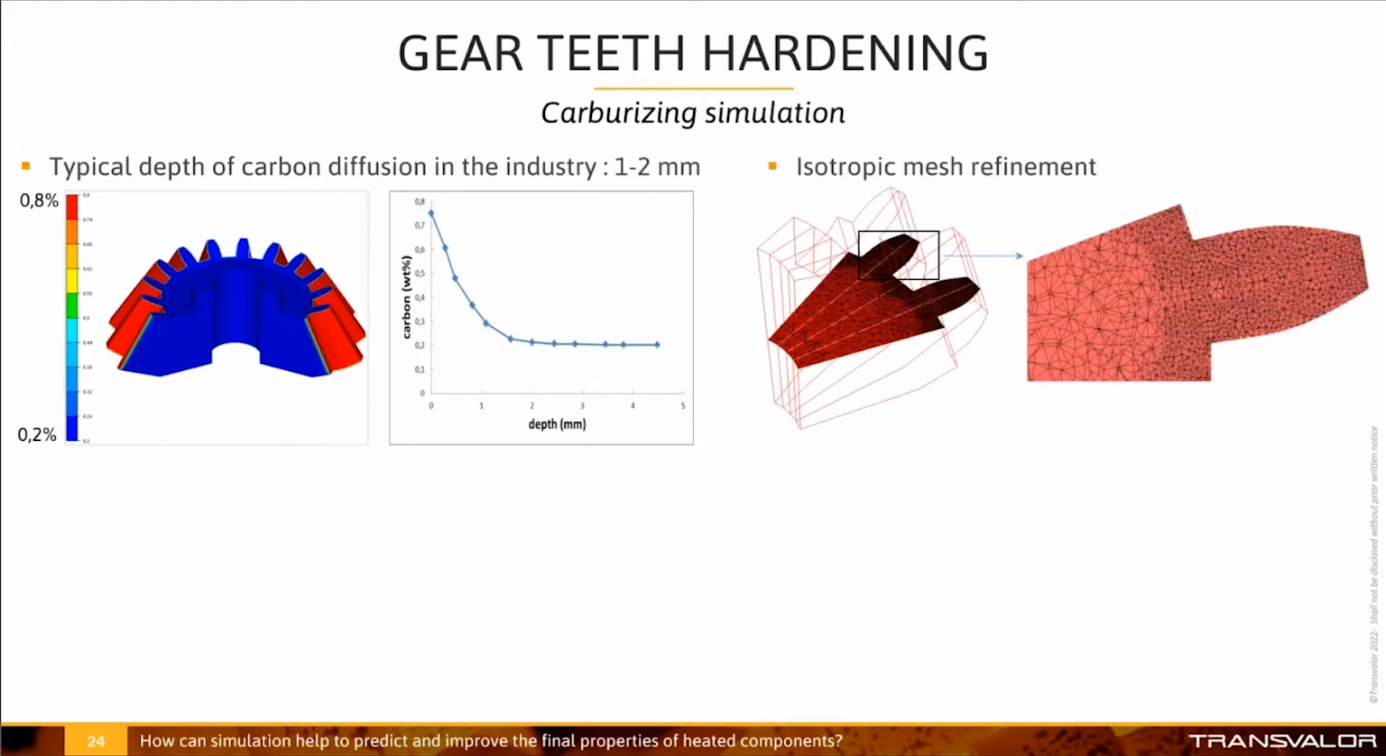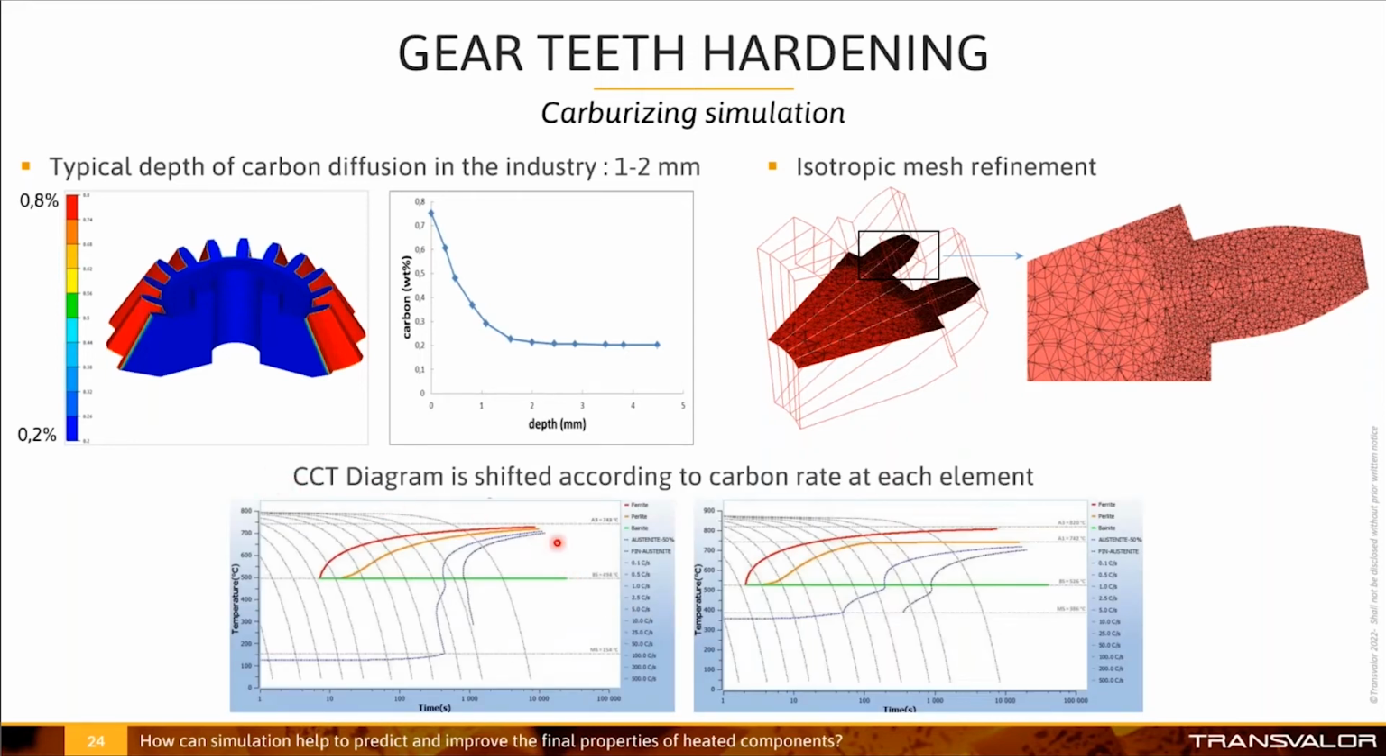Using this type of simulation, you need a refined mesh on the surface of the part. Here, the mesh has been refined on the surface of the part to see the gradient of the temperature, because this is where there is phase transformation.